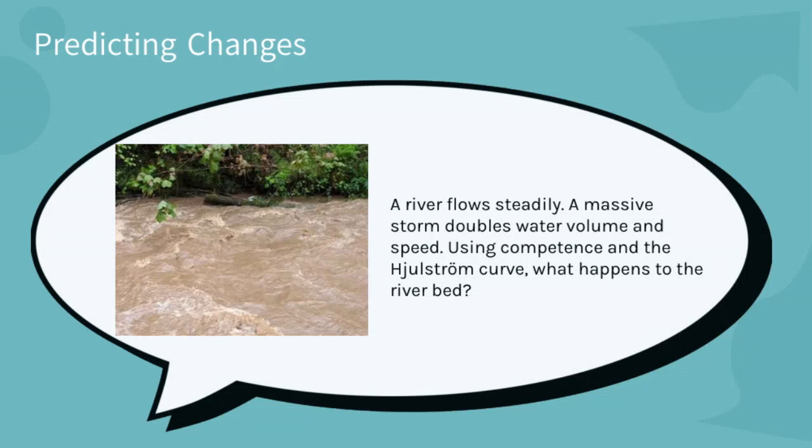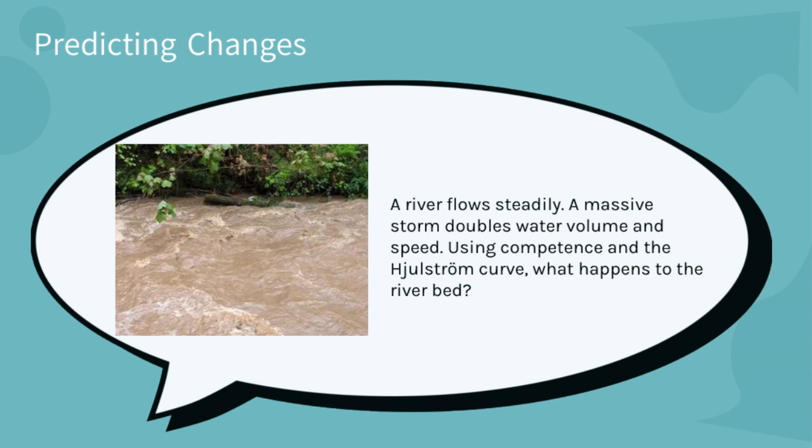Now let's apply the key ideas. The question is, a river flows steadily. A massive storm doubles water volume and speed. Using competence and the Hjulström curve, what happens to the riverbed? First, if water volume and speed increase, the river's energy increases. This means the river's velocity is higher.